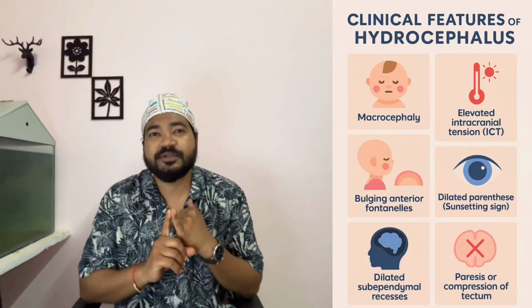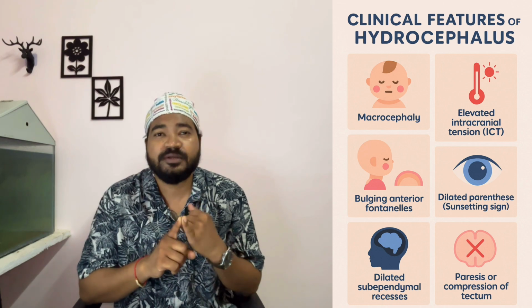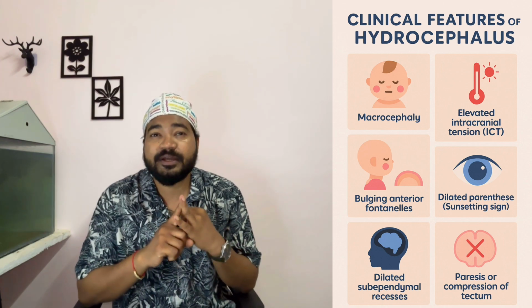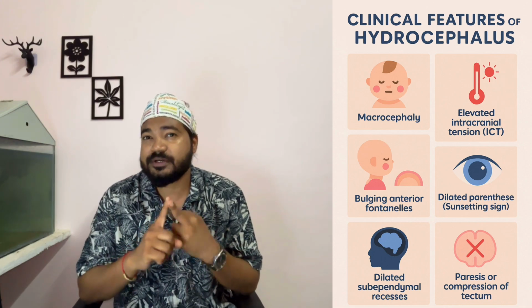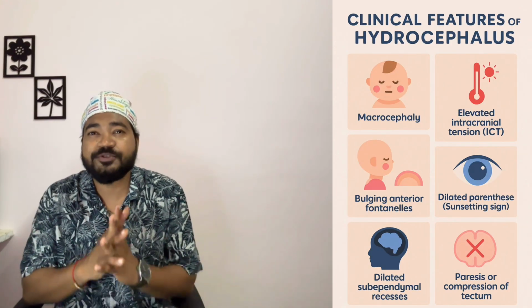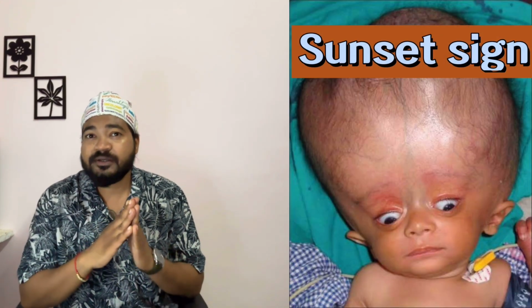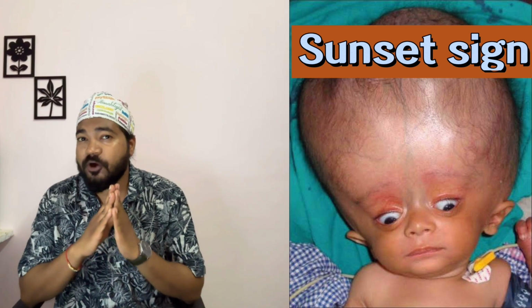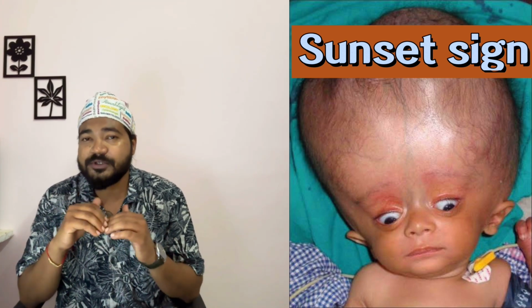Clinical features. First, macrocephaly, that means increased head circumference. Second, increased intracranial tension. Due to this, there are dilated scalp veins, bulging anterior fontanelles, wide sutures of the skull, and the sunset sign, that means visibility of the upper sclera due to downward gaze fixation.